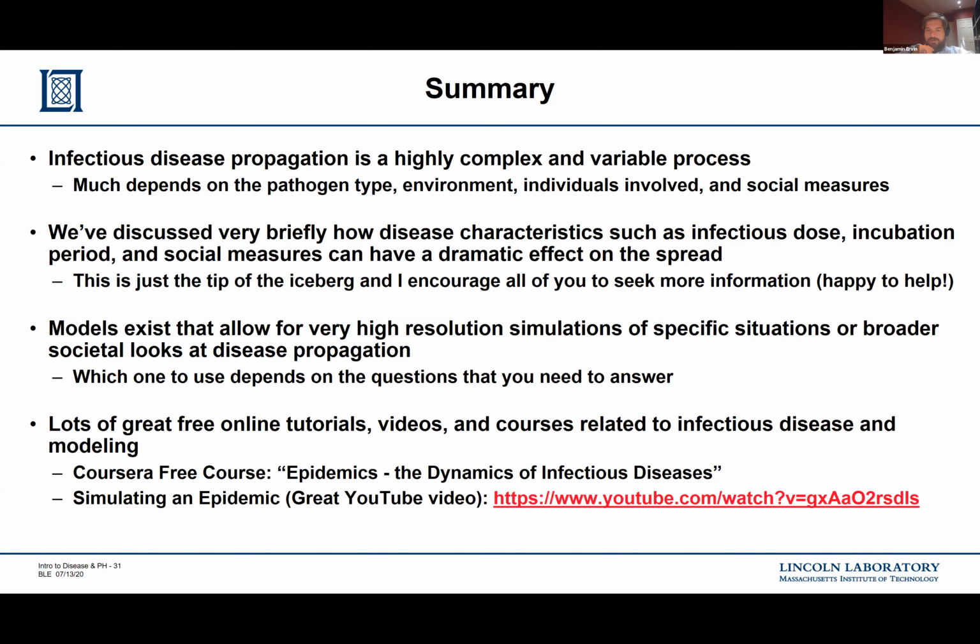It's a great course and it's free. And there's an awesome YouTube video called Simulating an Epidemic, which steps through all these SEIR and other compartmental models and does some small scale experiments in real time so that you can watch that. And with that, I believe that's all I have for the slides.